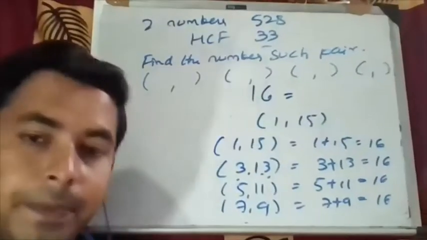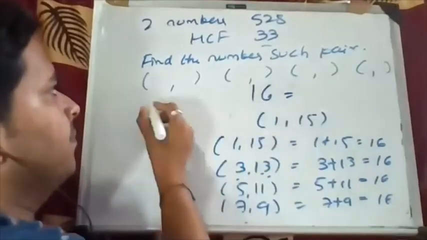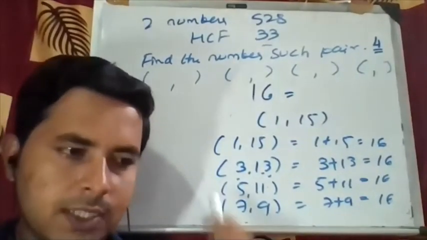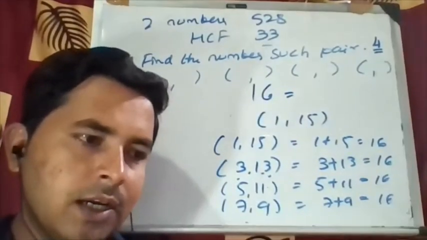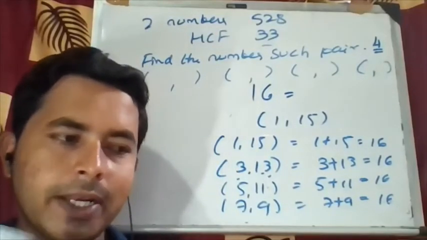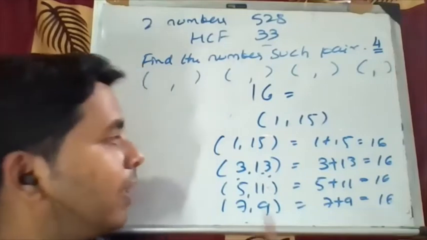Okay, so how many pairs did you get? 4 pairs. Answer is 4. Beyond this nothing more will come. So the answer of this question is 4 pairs. Then what are the required numbers? What will the required numbers be?